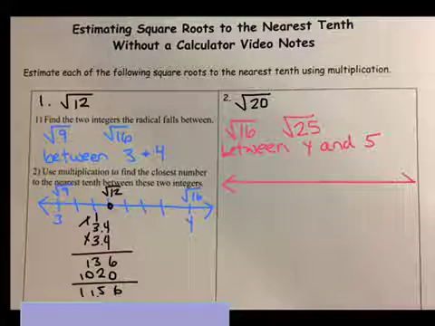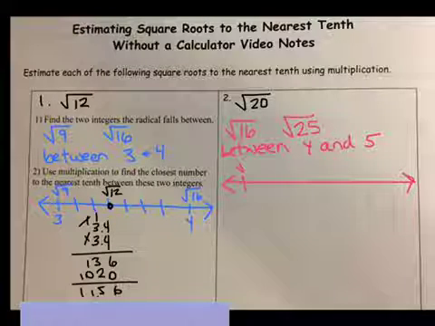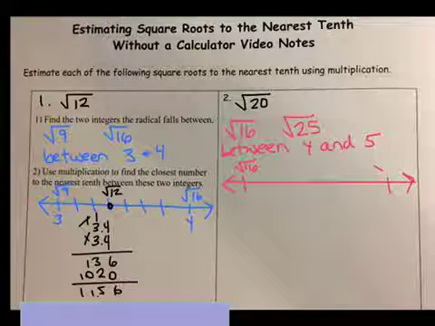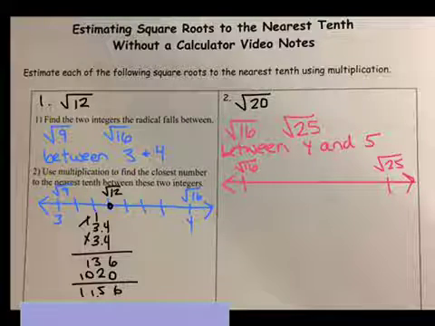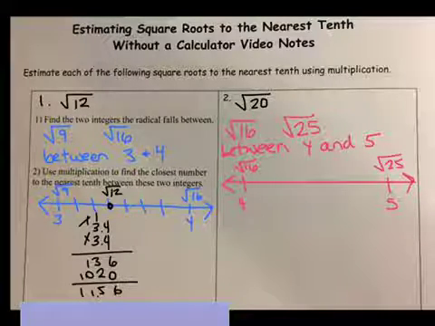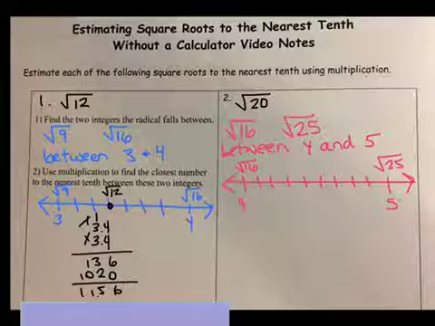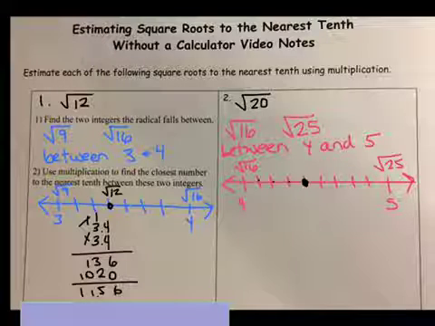Alright, so now making my number line, I'm going to place the square root of 16 and the square root of 25 on my number line, so we can put a 4 and a 5. Then 17, 18, 19, 20, 21, 22, 23, 24, 25. Your number line does not have to be perfect, it's just to help you. Then we have 17, 18, 19, 20. So the square root of 20 falls right there. Again, I'm going to guess, it's not halfway, so I'm going to guess 4.4.